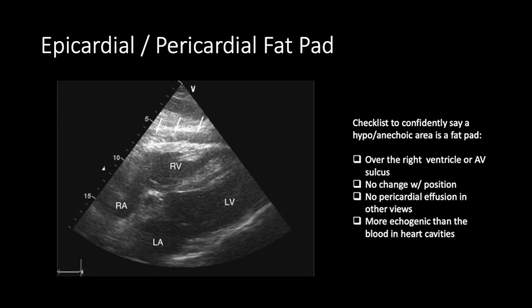So if you see a pericardial effusion in your long axis view, for example, and then you go to the subxiphoid view and you see this, that's something that you need to investigate with a formal echo. You can't just rule it out.